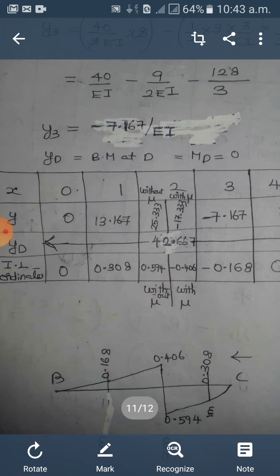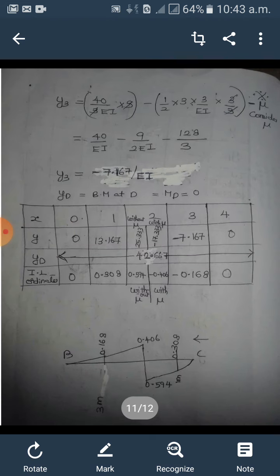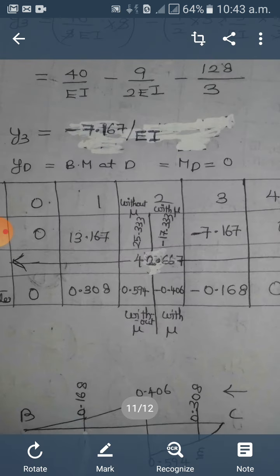So this is a diagram, and then if you combine both these diagrams, you'll get the ILD for shear force at D. So this is the final answer. So here there is only one mistake. y4 meter is equal to bending moment at B, that is 0. So that I'll correct in the lecture notes and give you in the Google Classroom.